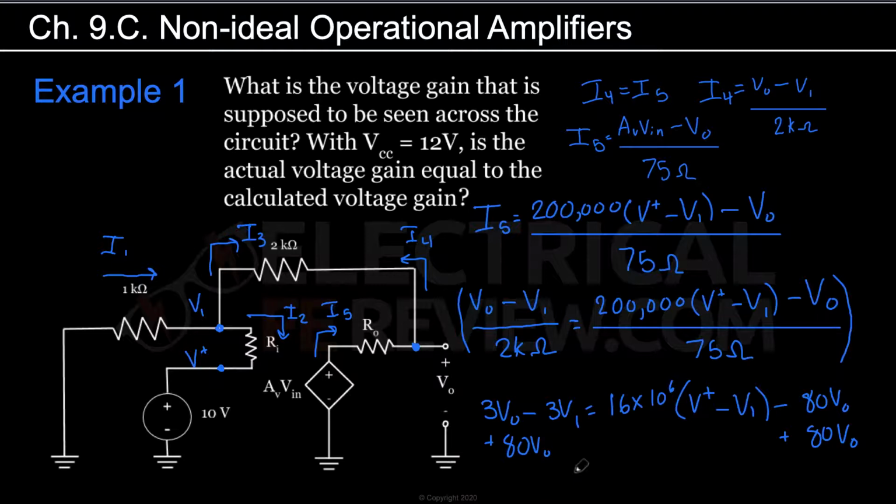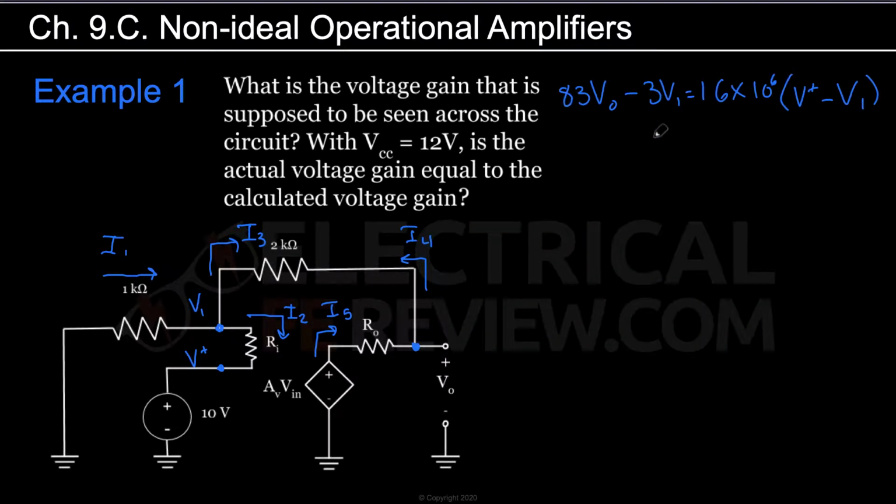And that's going to give us 83 V out minus 3 V1 is equal to 16 times 10 to the 6 times V plus minus V1. And again, we're going to clear the screen and keep working. Okay, so now we have this equation, and what we want to do is get V1 by itself again.